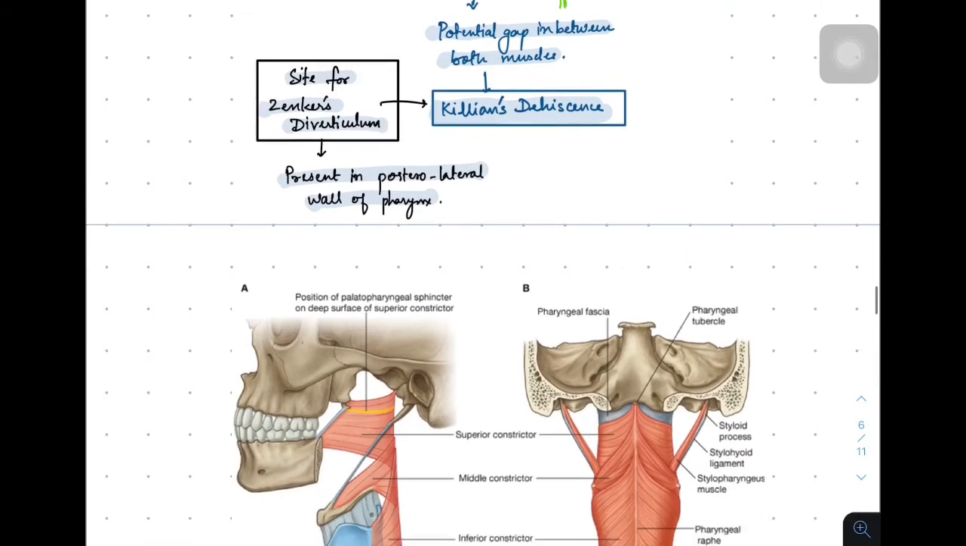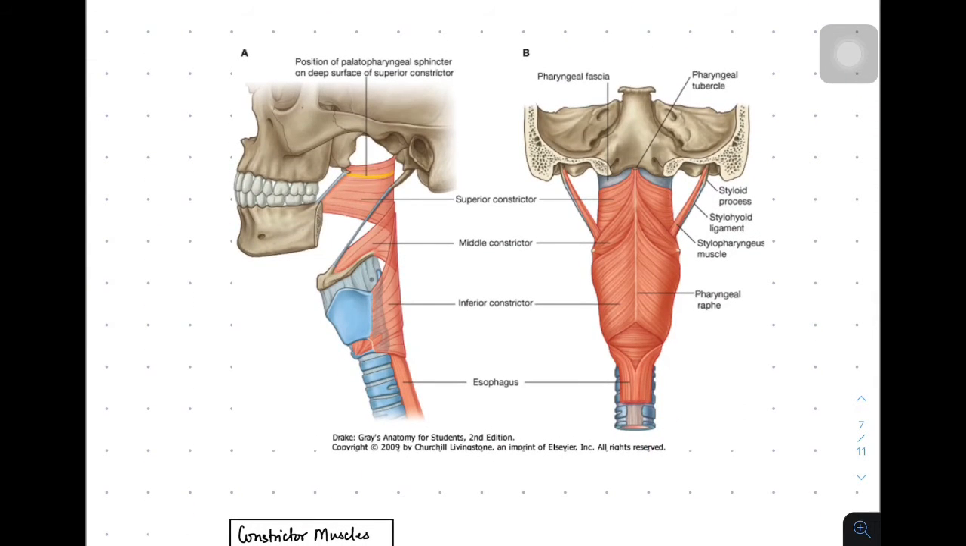Now moving on, this is the diagram showing all the constrictor muscles. We have the superior constrictor, middle constrictor, inferior constrictor. I'll talk about the origin and insertion through this diagram. As you can see here, there is a pterygoid plate, and the hook-like process at the end of the pterygoid plate is called pterygoid hamulus, and from the pterygoid hamulus runs a raphe connecting pterygoid hamulus with the mandible. This is called pterygomandibular raphe.